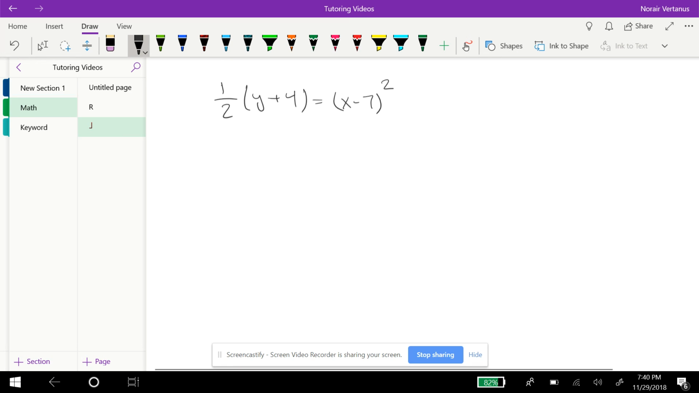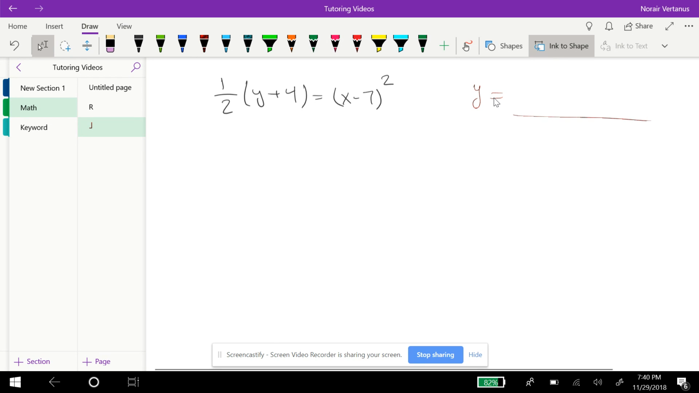All right, here we have an equation and we want to convert it into vertex form of a parabola. To do this, we need to have y equal to something. That's why we need to get rid of the 2 and the 4.